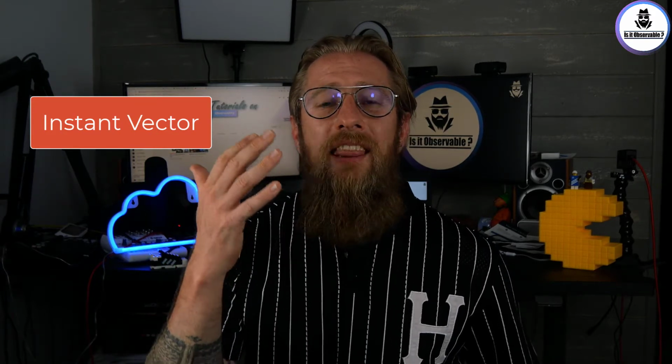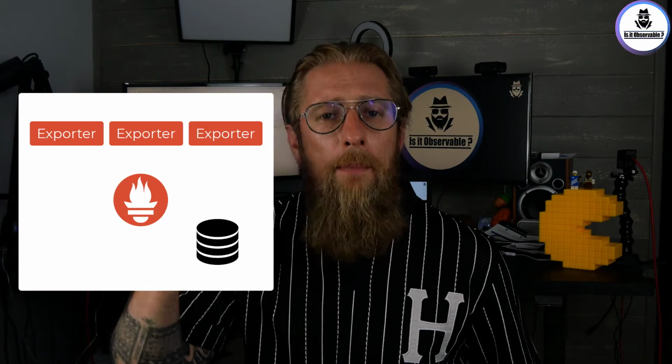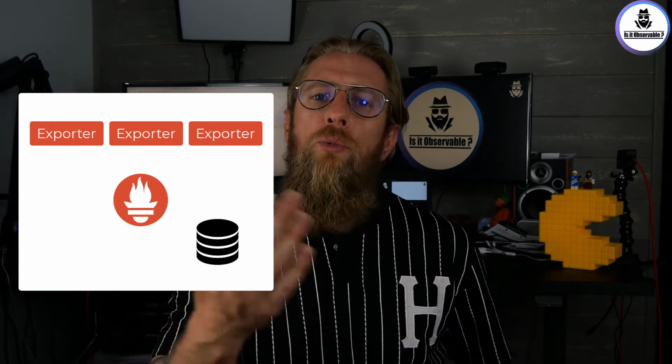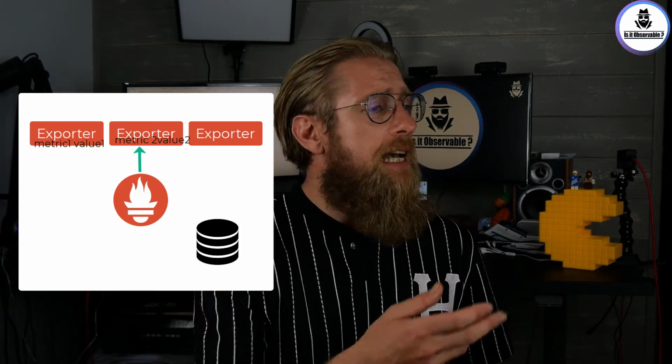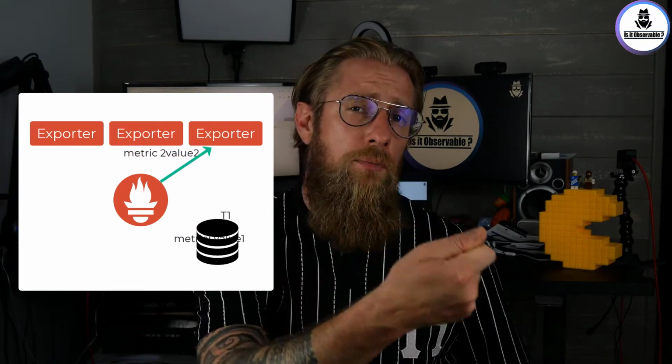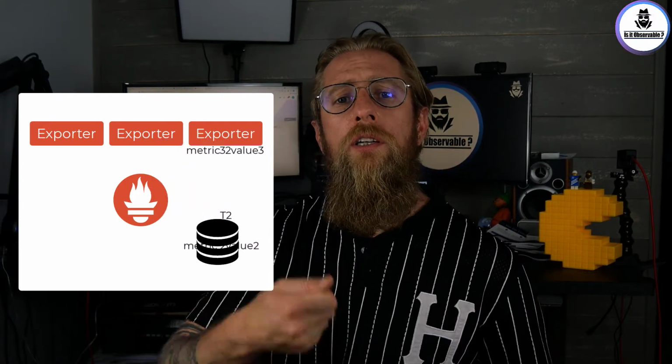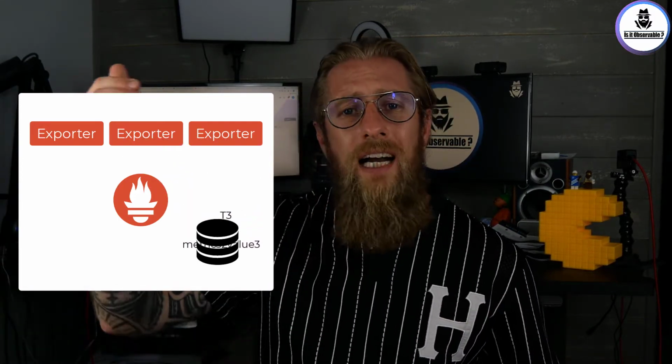So let's start with the first one, the instant vector. The data collected by Prometheus will never come and be stored at the same moment. Remember, Prometheus reaches out to the various exporters to collect the various data, which means I can start with one exporter, then the second one, the third one, and so on. So all the metrics arrive in Prometheus at different timings.